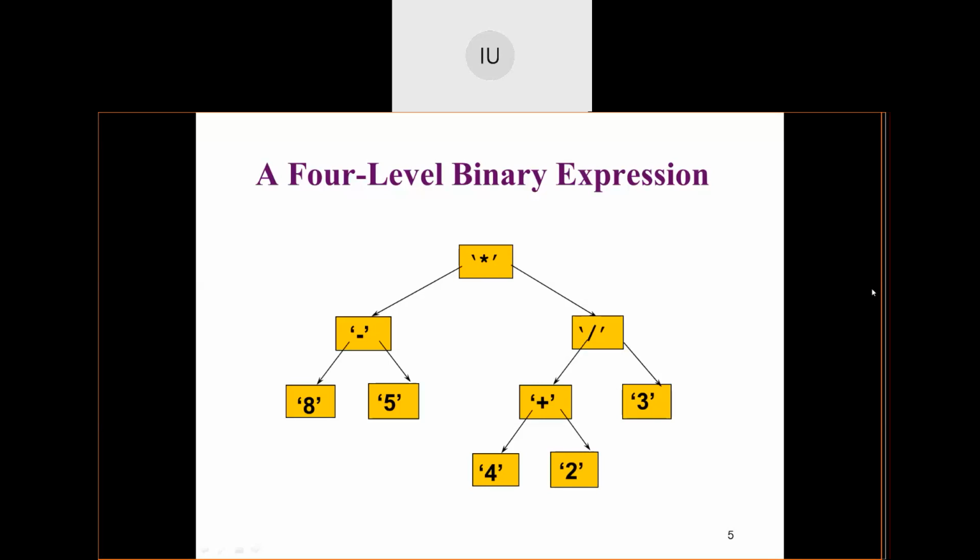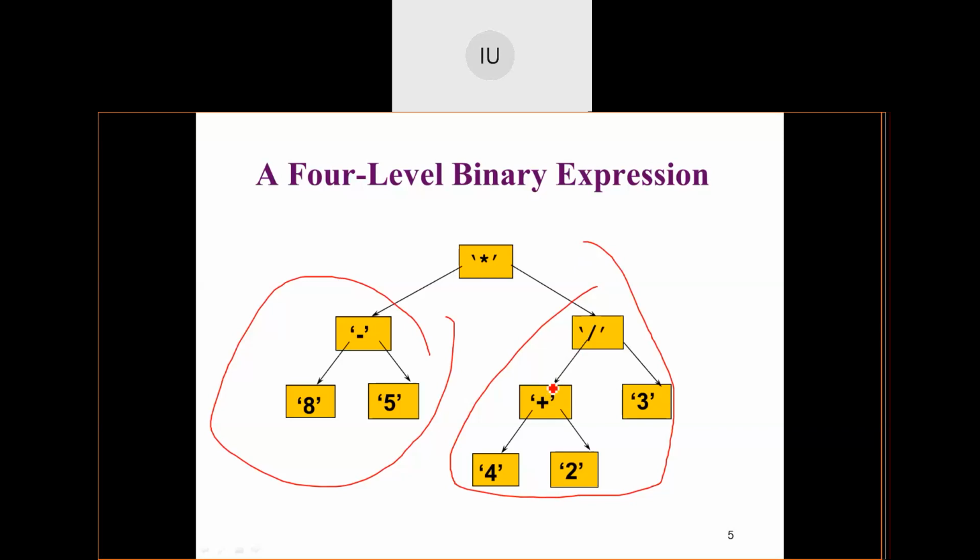What is postfix expression telling? Left, right, root. So when I take up left, right, root, what will be left, right, root for this? 8, 5 minus. Left for star is over. I'll go to the right side. On the right side again I have left, right, root. So I will write 4, 2 plus. Then 3 division. Then star.